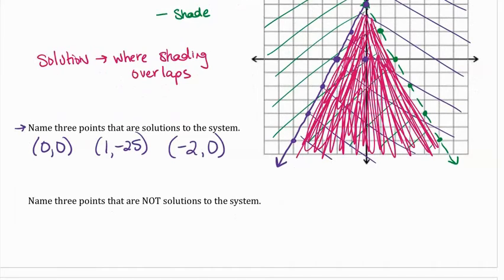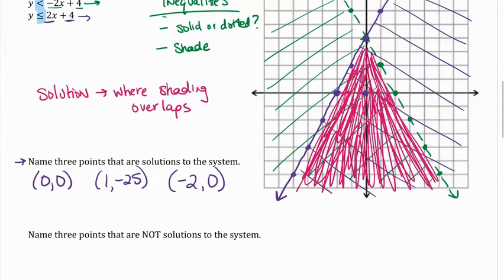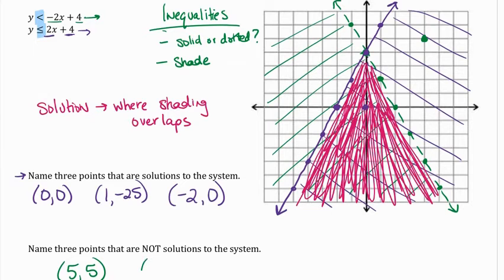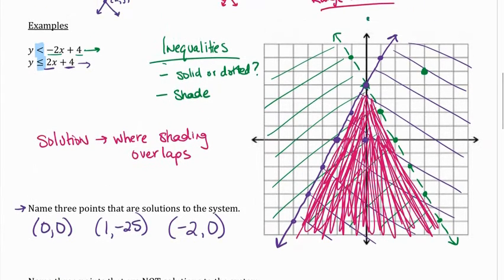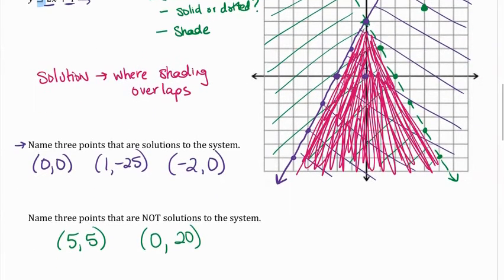Okay. All right, let's name some points that are not solutions. So again, anything that's not in the pink shaded area would not be a solution. So I could pick something like 5, 5, right? See, 1, 2, 3, 4, 5. That's up here, right? That is not in the pink shaded area, so that is not a solution. I could pick 0, 20. That's way up top up here, right? That would not be a solution.